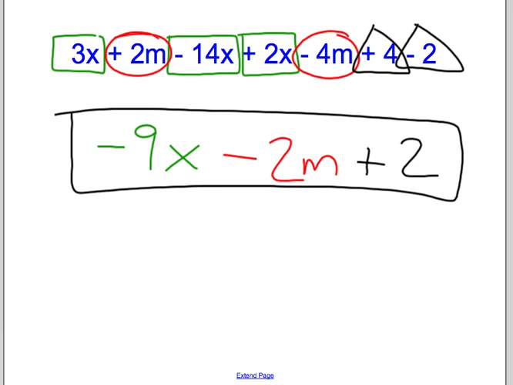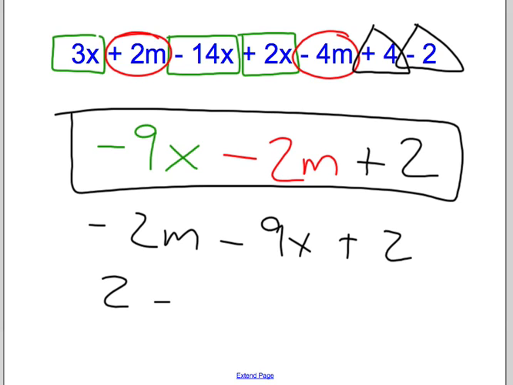Could you have rewritten the answer some other way? Yes, you could have written it as negative 2m minus 9x plus 2. You could have, I don't like it as well, but you could have put 2 minus 2m minus 9x. There's many different ways of writing it. As long as the sign in front of your term is the correct sign, then that's fine.